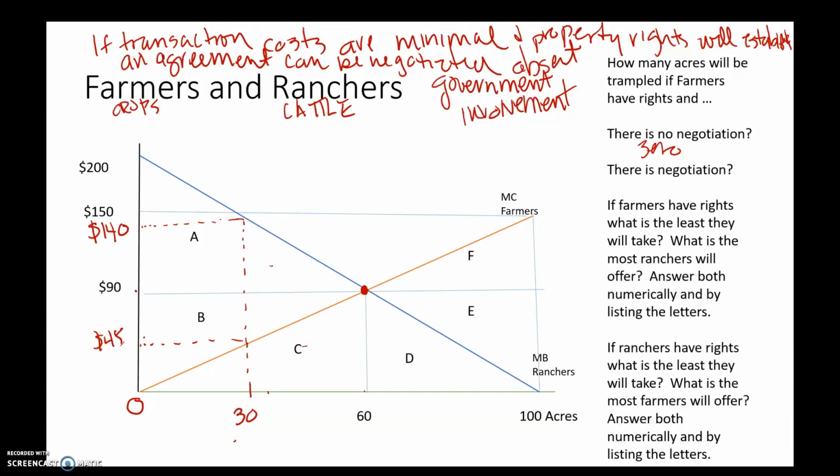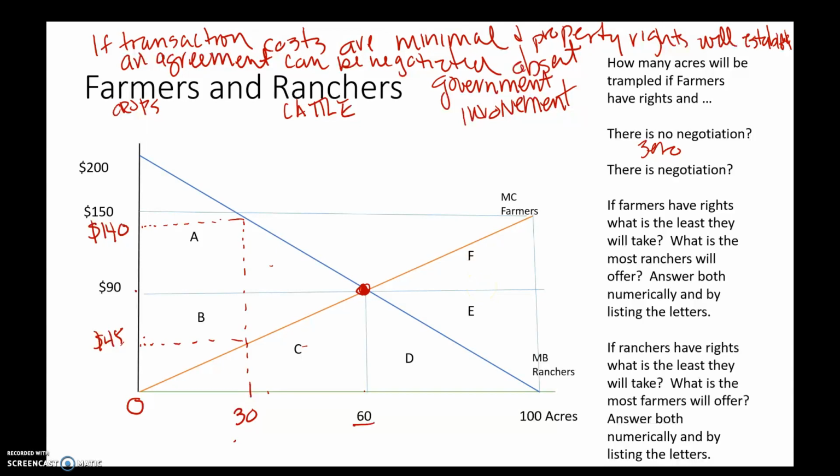then you could see that the rancher might be willing to pay some money to the farmer to allow them to trample it, and they could come out to a deal really anywhere for this 30th acre between $45 and $140 would make both of them better off. And that negotiation is going to be possible all the way up to the 60-acre mark, because after the 60-acre mark, the benefit to the ranchers is less than the cost to the farmers, so there's no way they're going to make an agreement.